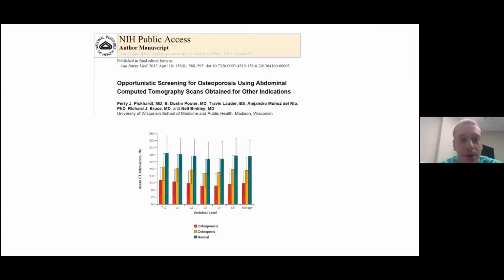This is a study by Pickhardt and company, which looked at at least 2,000 patients, and they correlated CT Hounsfield units with the DEXA scans. And they came up with a value of close to 160 Hounsfield units has 90% sensitivity of ruling out osteoporosis when compared to osteopenia, and a value of 110 has a 90% specificity of diagnosing osteoporosis on CT scan.